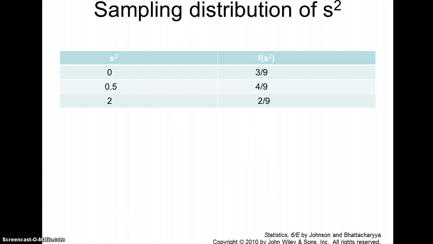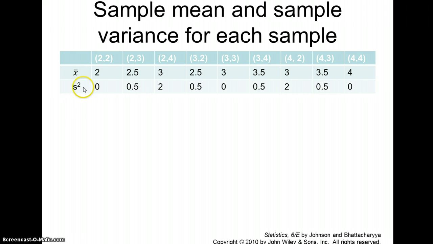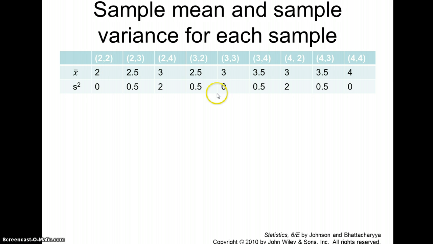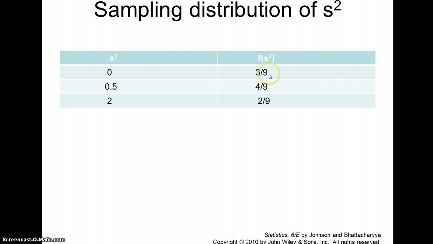But we still have to do the sampling distribution for s squared. So we do the same thing. We have the numbers 0, 0.5, and 2. So I write down these 3 different numbers: 0, 0.5, and 2. And how many zeros out of these 9 numbers? We have 1, 2, 3 zeros out of 9. So it's 3 out of 9. You can reduce it to 1/3 if you want.